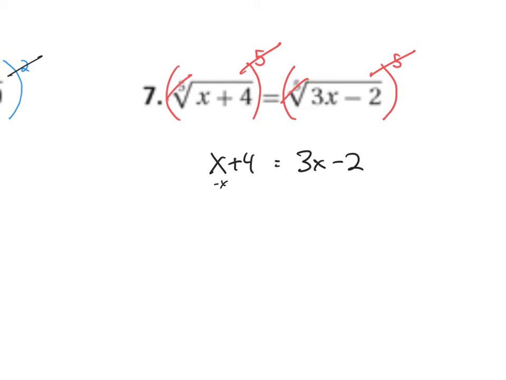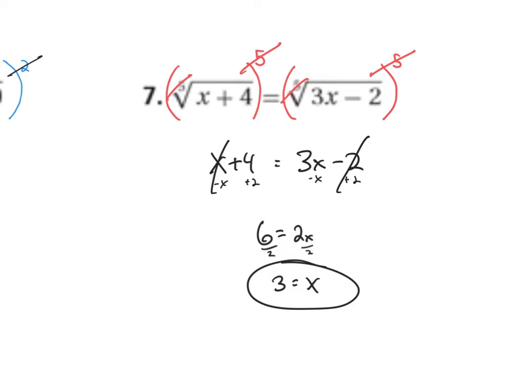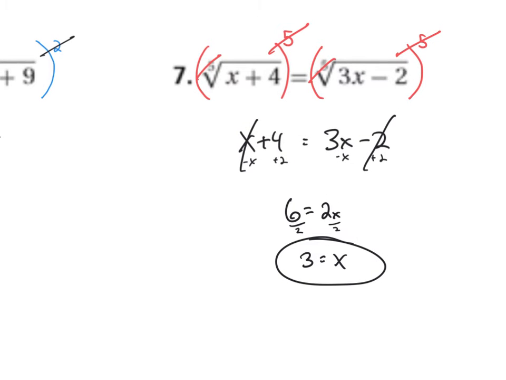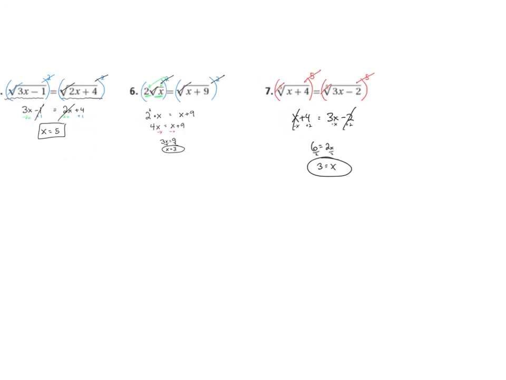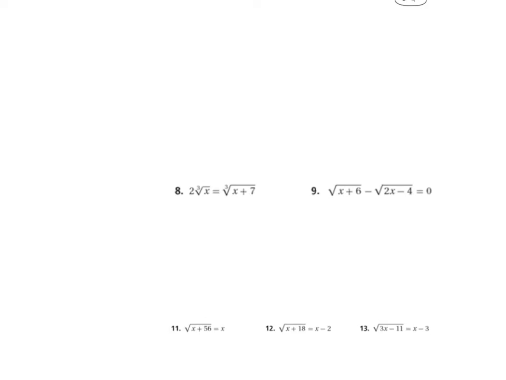So subtract x. I'm going to add 2 to both sides, right? So that way I'm going to get rid of that and that. I'm doing that all in one step. So 6 is equal to 2x, divided by 2, x is equal to 3. I'm reading that backwards. All right, so that's kind of how those go right there, right? So let's now get it a little more complex.